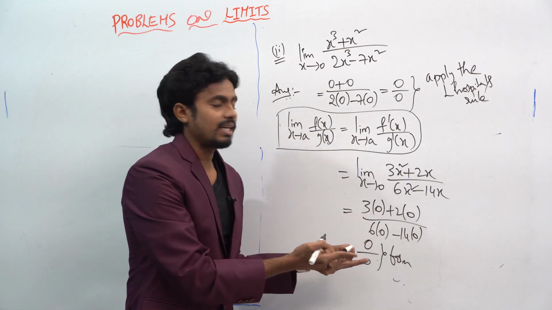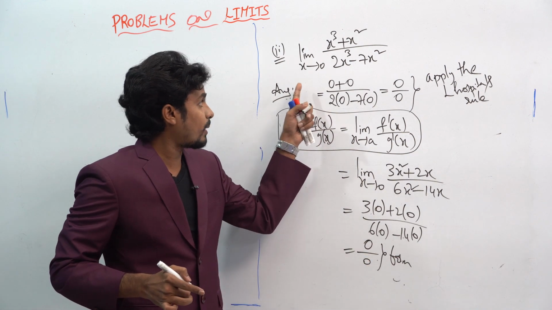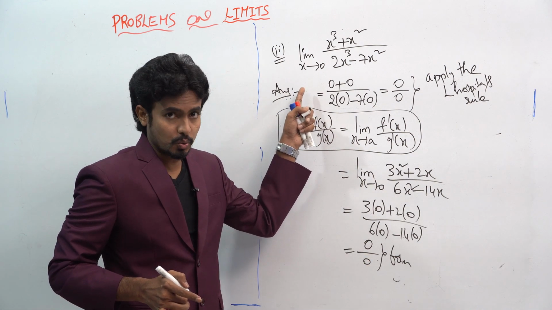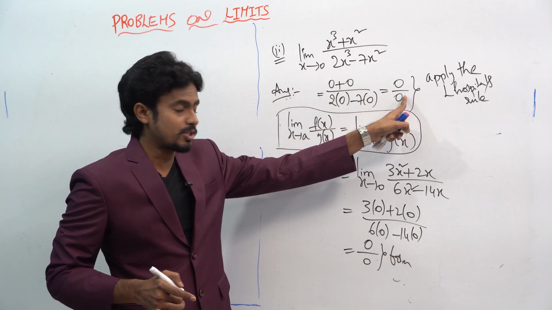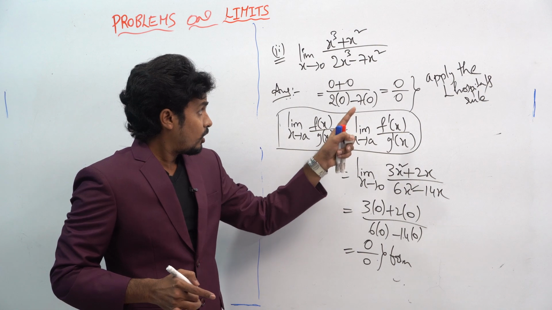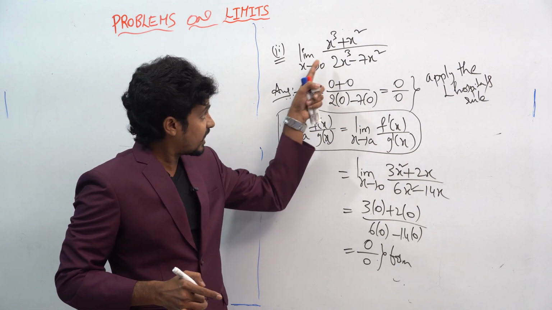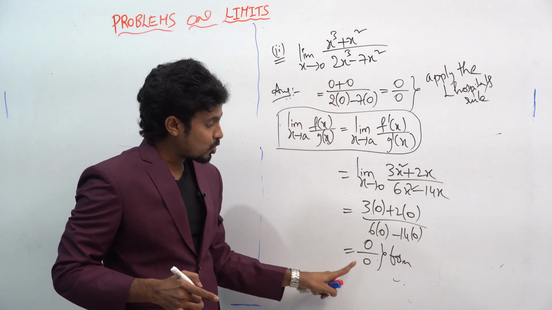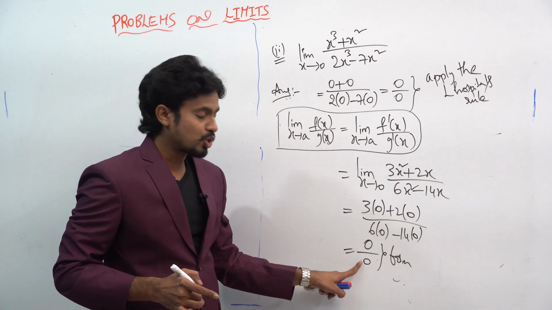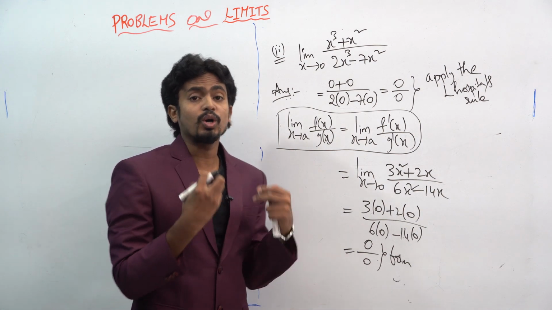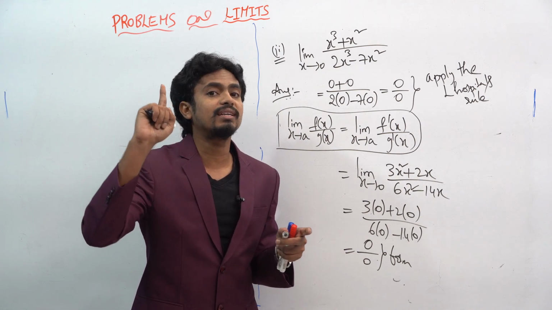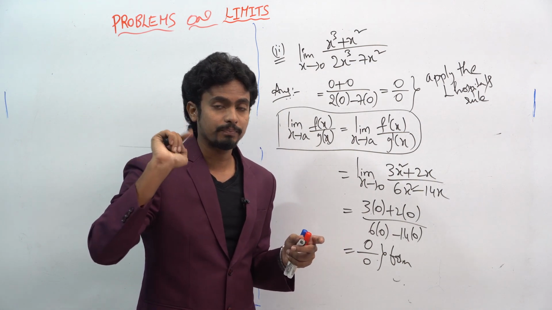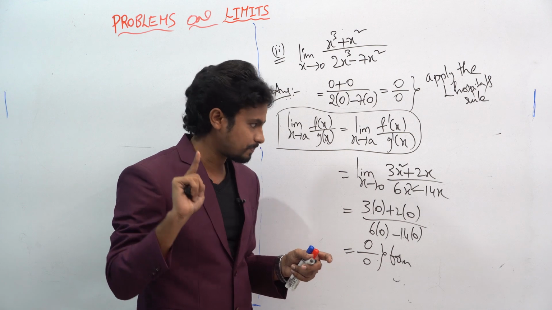Now in this case, first you have to check for L'Hospital's rule. It just satisfies L'Hospital's rule, which means you get the 0 by 0 form. Next, if you take the derivative of this and again get the 0 by 0 form, that means you have to do the derivative again, until you get the required value. That is the thing you have to remember.